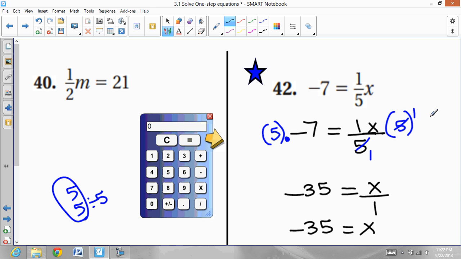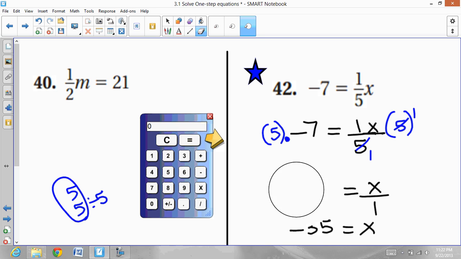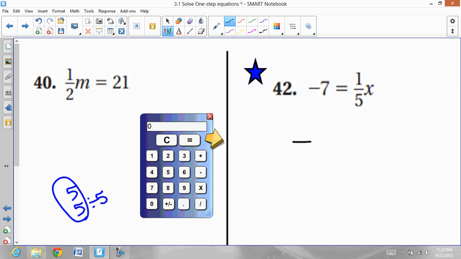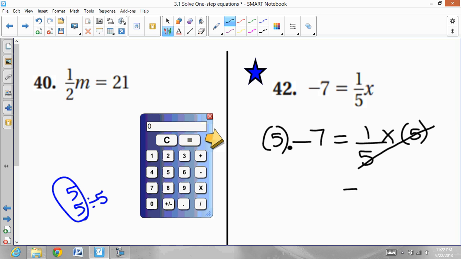The same thing if I were to show you, negative 7 equals 1 over 5x. 5 is being divided, so the opposite of dividing by 5 will be to multiply by 5 on this side and multiply by 5 on this side. Now watch what I'm doing. The 5 on the top and the 5 on the bottom, I'm going to cancel them out. So all I'm going to get is 1 times x is x, negative 7 times 5 is going to give you negative 35, which is still the same answer.